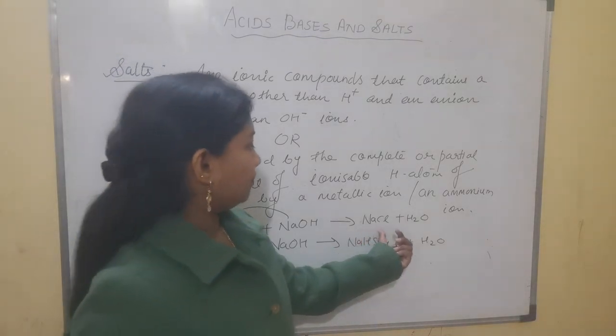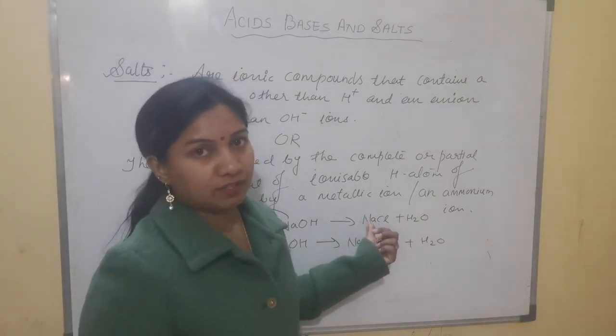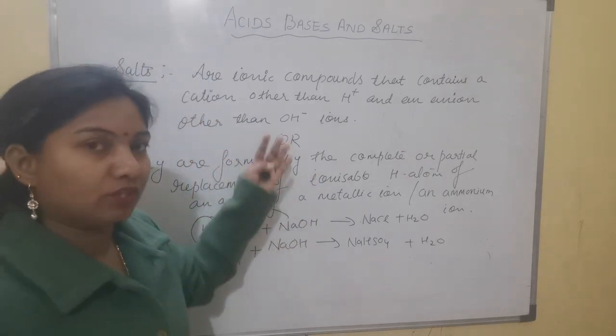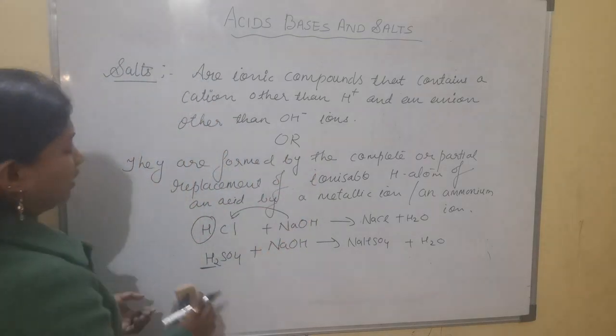So what do you get as a product? On both sides you are getting salt. So this is also one definition, both are true. Now we will see types of salts.